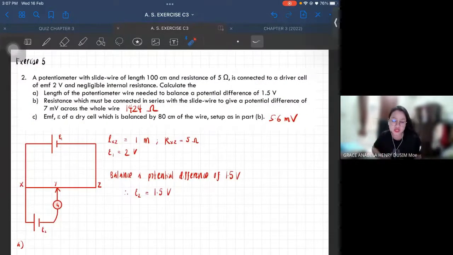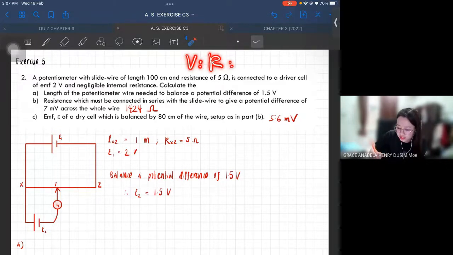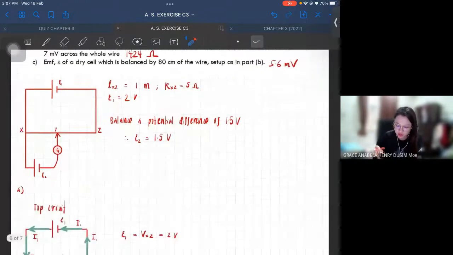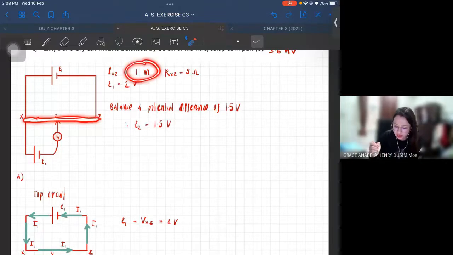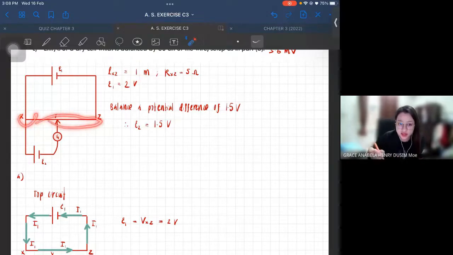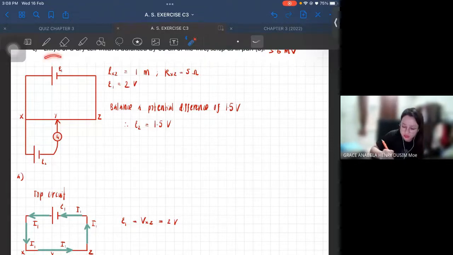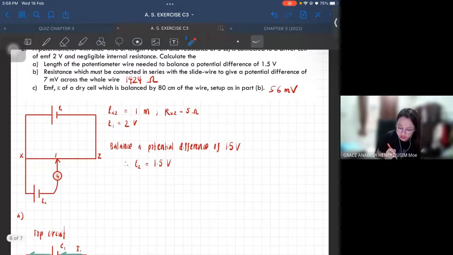Okay, so kalau question potentiometer ni dia ada di application of potential divider lah. Basically potentiometer kita akan use the ratio between voltage, resistance, and length. Okay, so ini solution A lah. Given is the length of this potentiometer wire, which is 1 meter. And the resistance of this wire pun given as 5 ohm. E1 is 2 volt. And then cakap we have to calculate the length of this wire, which balance a potential difference of 1.5 volt lah. Maksud dia di sini is EMF 2 here is equal to 1.5 volt.